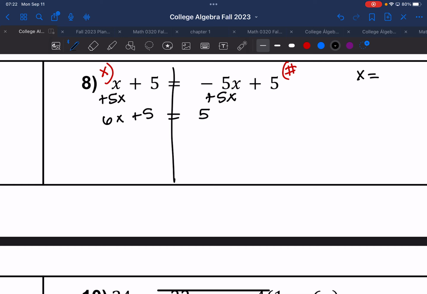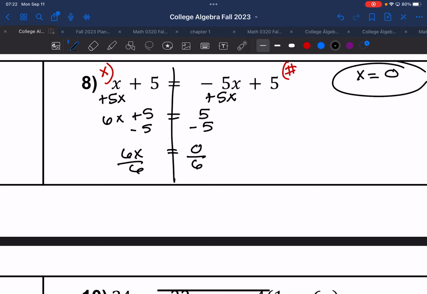What am I going to do with my numbers? Subtract 5. So I'm moving that 5 that's on the left over to the right. And I get 6x is equal to 0. And then what's my last step? Divide by 6. Anything 0 divided by any number is 0, so I get x is equal to 0.